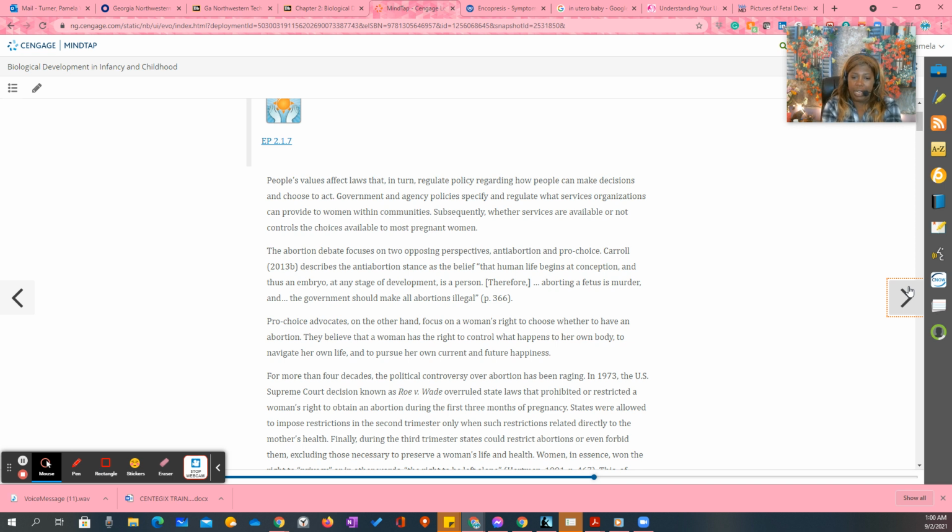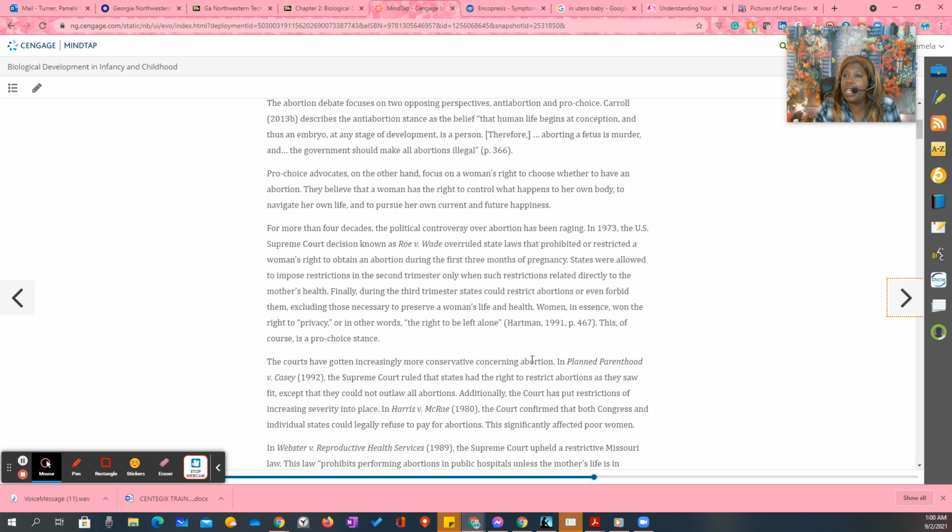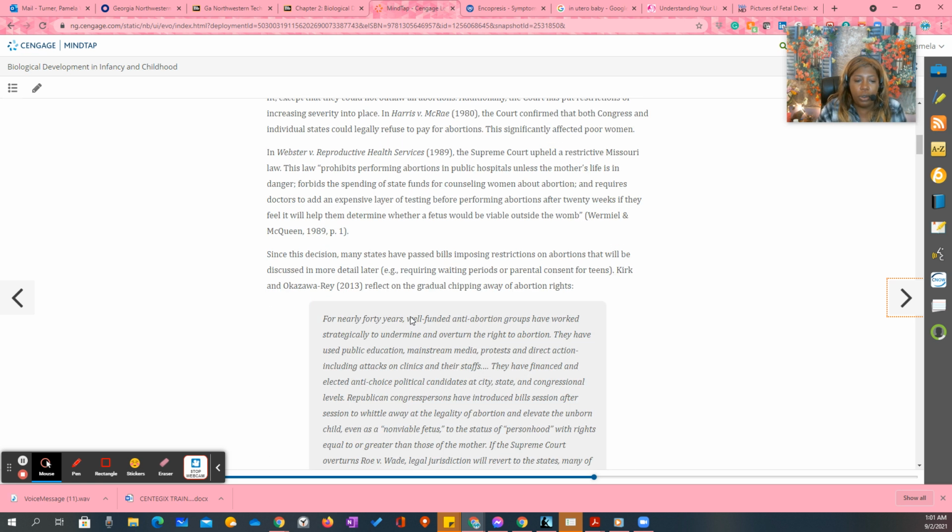However, Roe v. Wade has been the standing law that said that women can have an abortion. Okay, but many states have gone back. That was a federal decision. So many states have gone back and looked at that at the state level. Roe v. Wade overruled state laws prohibiting or restricting a woman's right to an abortion during the first 3 months of pregnancy. States were allowed to impose restrictions in the second trimester only when restrictions were related directly to the mother's health. Okay, so those are kind of the story of Roe v. Wade.